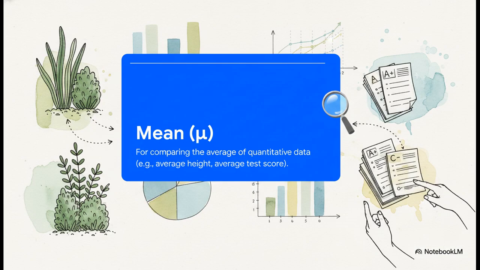Next up is the mean. You'll see it as the Greek letter mu, and this is the one you probably know best. It's just the good old average. So if your question is something like, is the average test score in Class A different from Class B? Or is the average height of one plant species different from another? Well, then the mean is your parameter.